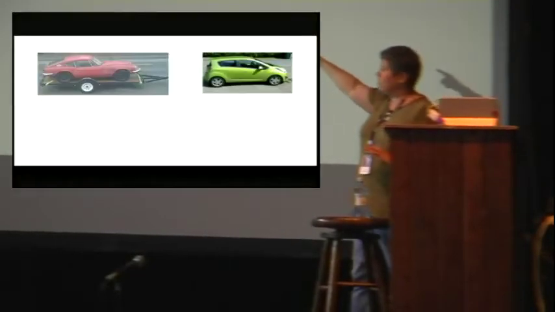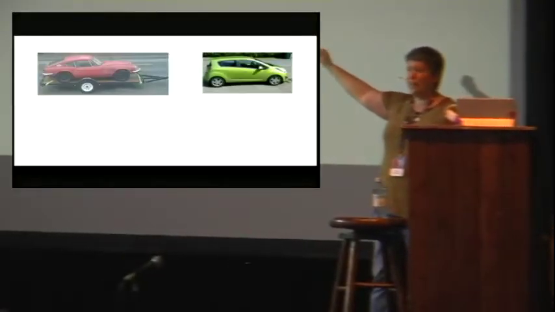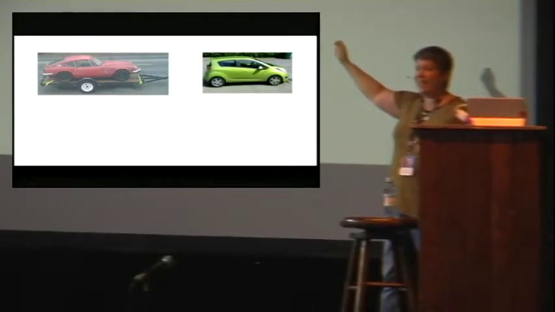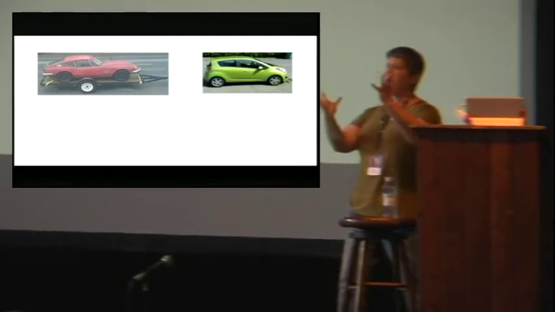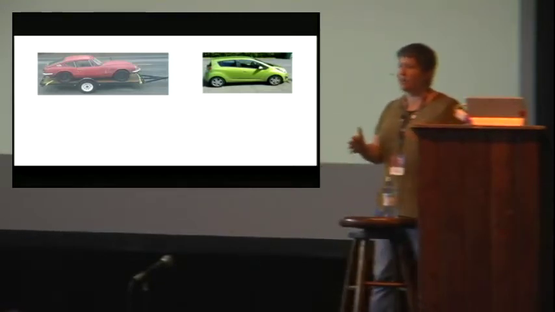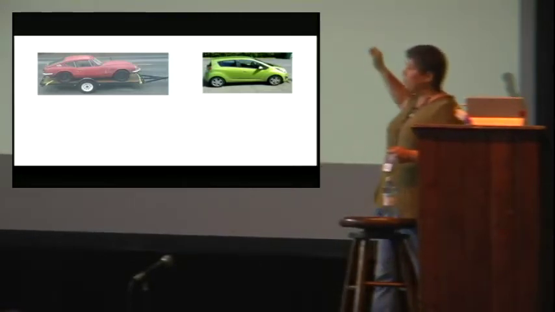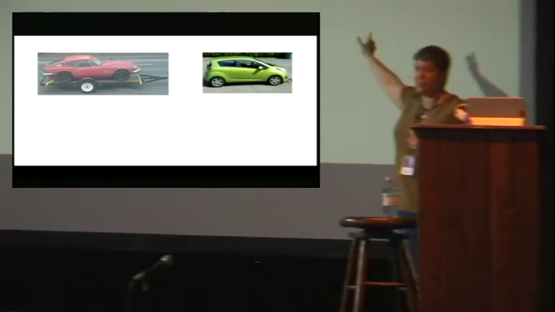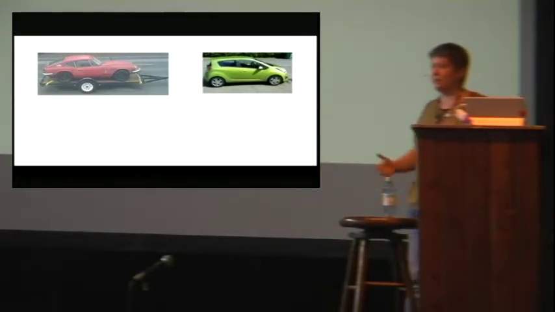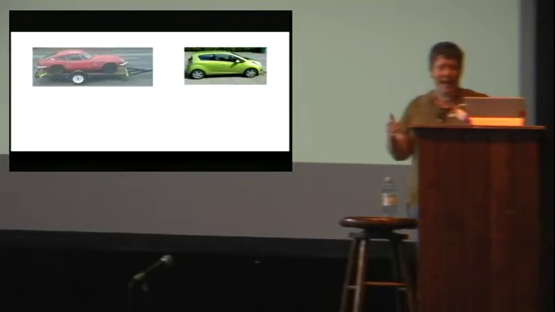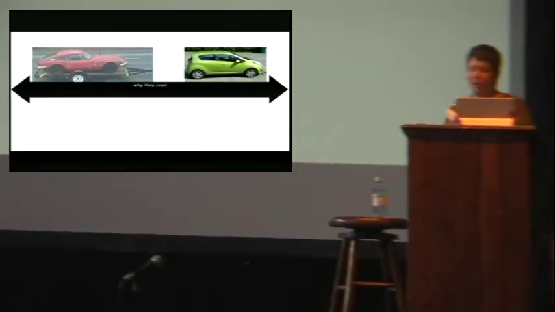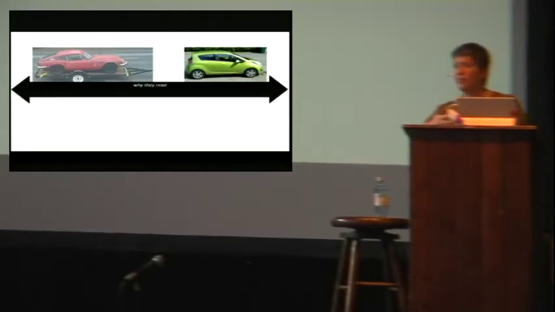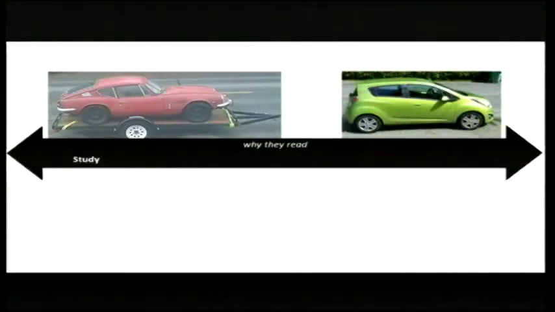My husband's car is this 1972 Triumph GT6. It doesn't run. Well, you can get it started, and then there's this fountain of gasoline, and it's a super hazardous experience. I have this Chevy Spark, it's 2013, and we have very different things that we read about these cars. And our customers, whoever reads our documentation, read for very different reasons.